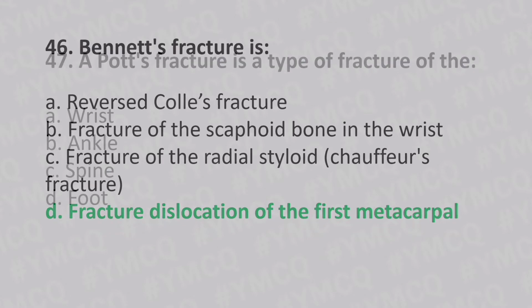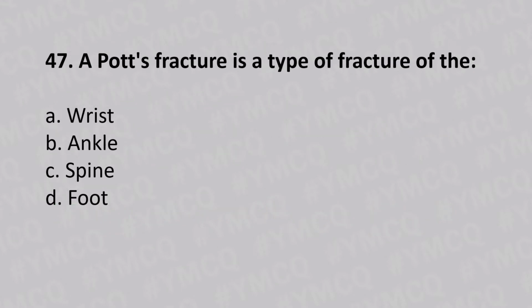Moving to 47th question. A Pott's fracture is of type of fracture of the option A, wrist joint. Option B, ankle joint. Option C, spine. Option D, foot. And the answer is option B, ankle.